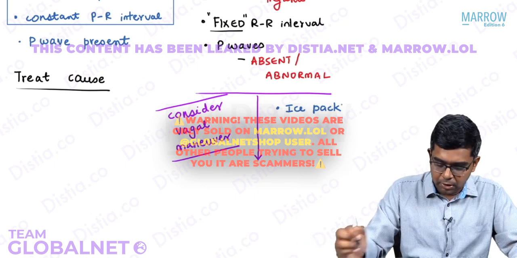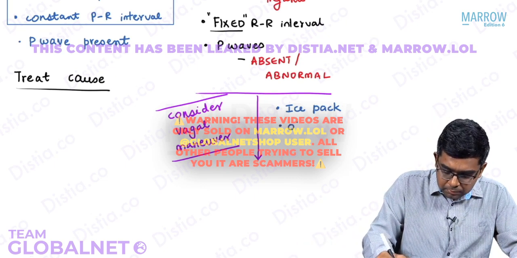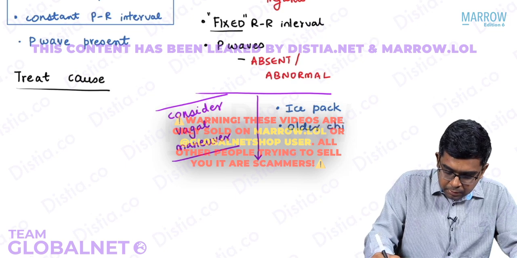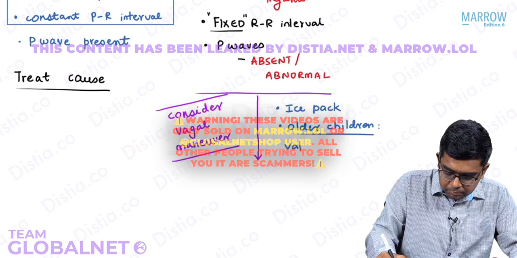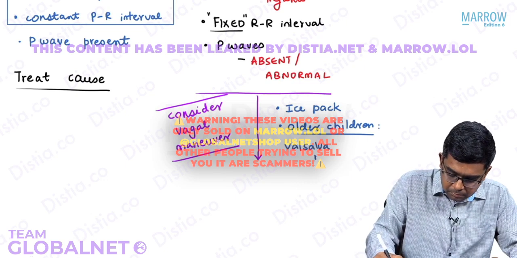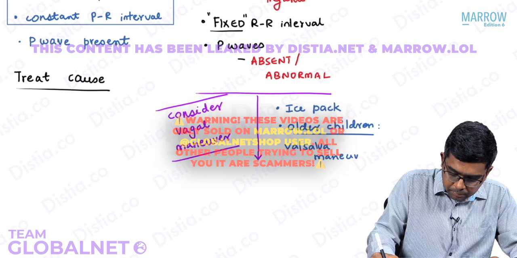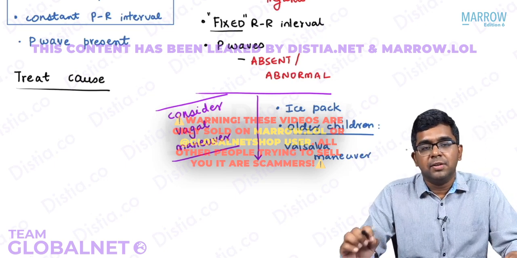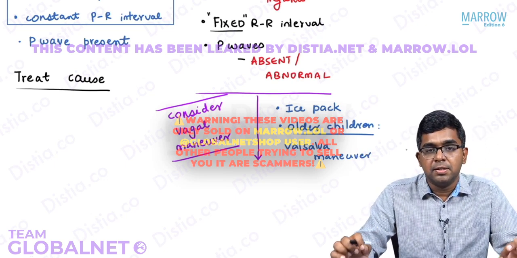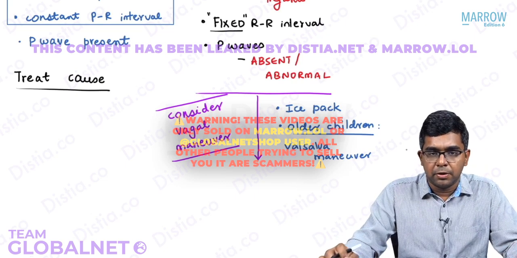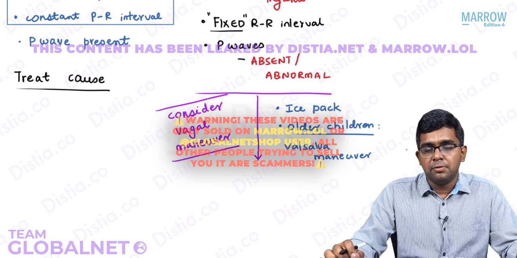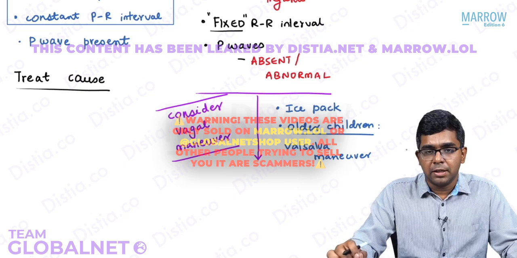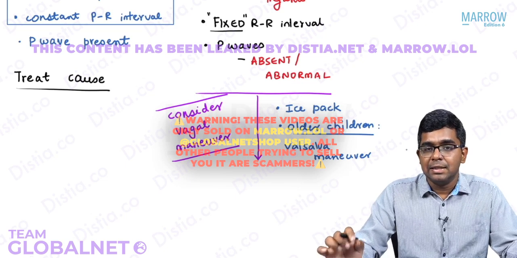Very, very important. Okay. In an older child, Valsalva maneuver can be performed. Okay, these are some of the vagal maneuvers which can be attempted to decrease the heart rate in PSVT. Basically remember, vagal maneuvers decrease the rate of conduction, thereby decreasing the heart rate.